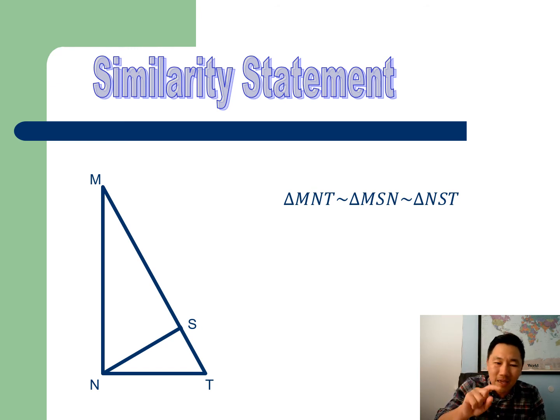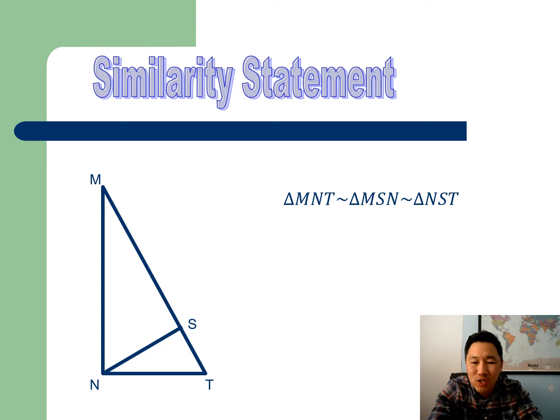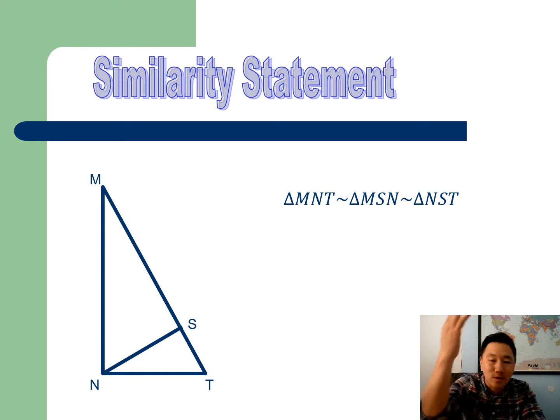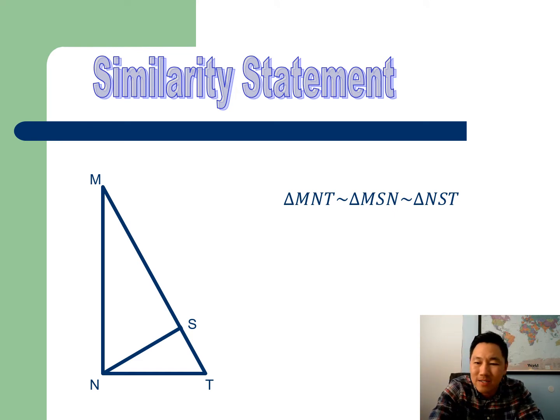Triangle MNT is similar to triangle MSN, which is also similar to triangle NST, and it has to be matching up properly. Otherwise, the theorem doesn't work. So that's the similarity statement. All 3 of those triangles are similar, and I think I forgot to mention it in the previous slide, but yes, all 3 of those triangles that we just drew out are similar to each other, which means all of the corresponding pieces are also going to be proportional.